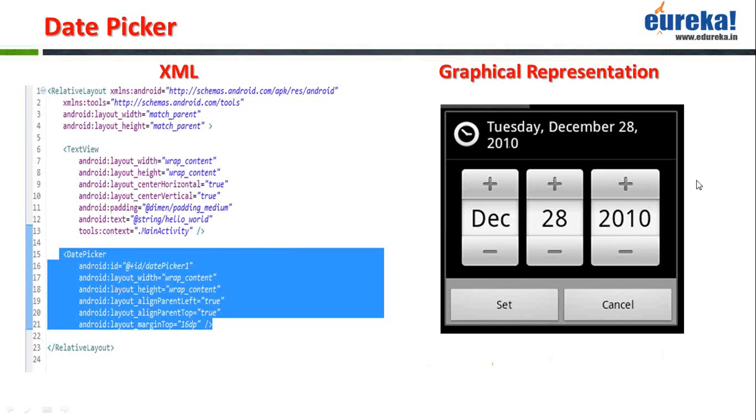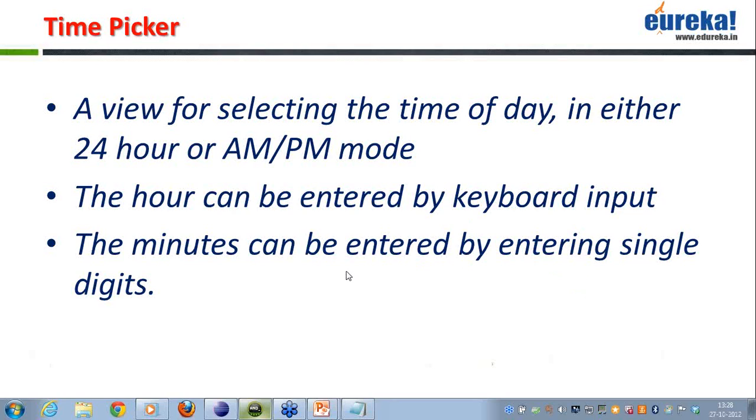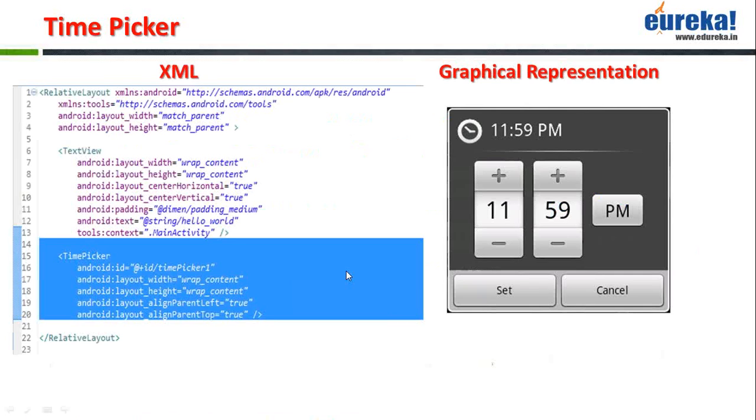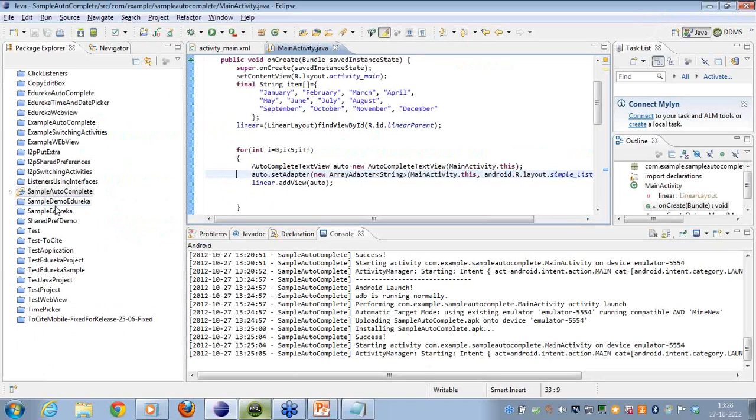You can see this. We have a widget which is the date picker here, and similar to the date picker we also have a time picker widget. A time picker widget is a view for selecting the time of the day in either of the formats. If you want to show the time in the 24-hour format, you can show it in the 24-hour format. If you want to show it in the AM PM mode, you can show it in the AM PM mode. The hour can be entered by the keyboard input, and similarly the minutes can also be entered by the keyboard input. So here is an example for it. Let's talk about a running code for this.